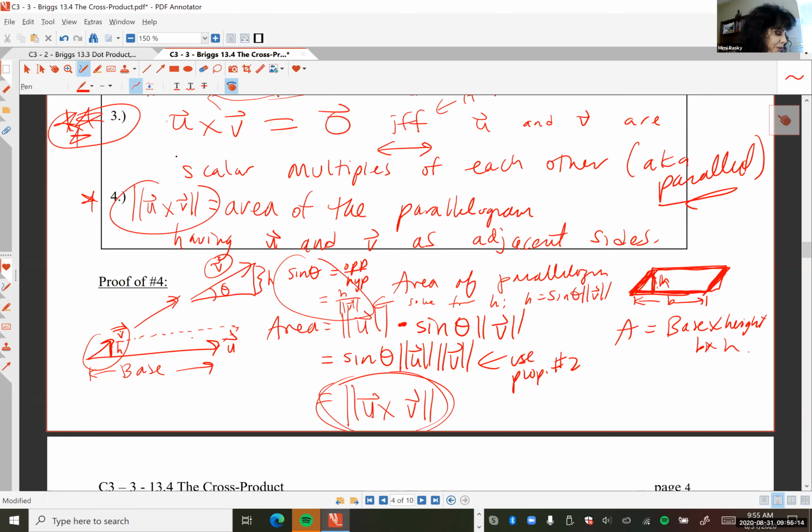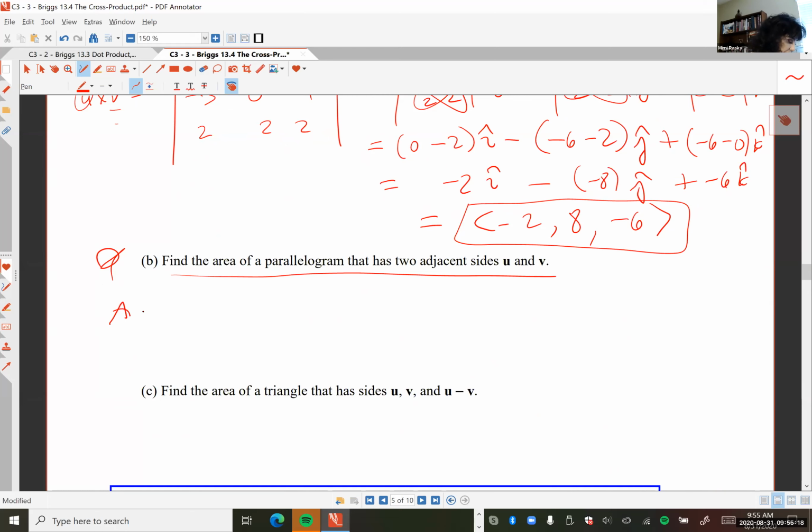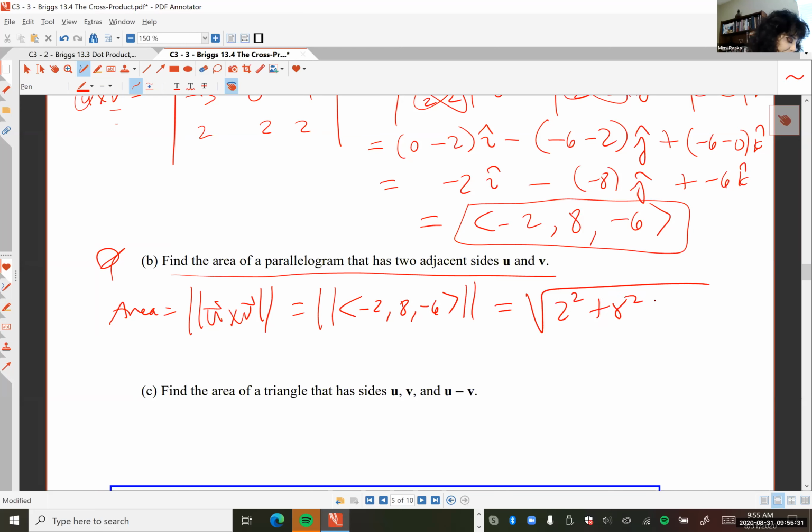All you need to do to get the area of that parallelogram is take the magnitude of the cross product of the two vectors. Well, good news, we already have the actual vector in hand because we did that part in part A. And then you just have to find the square root of the sum of the squares of these. What is 4 plus 64 plus 36?